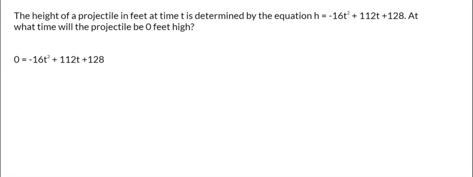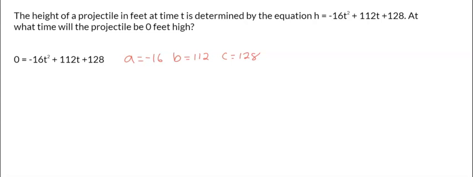So, I rewrote it over here. 0 equals, because 0 is the feet high at that time, negative 16t squared plus 112t plus 128. I'm going to be using the fourth method. That means A is equal to negative 16, B is equal to 112, and C is equal to 128. This is an interesting method to use in this kind of case so that you can understand it really well.